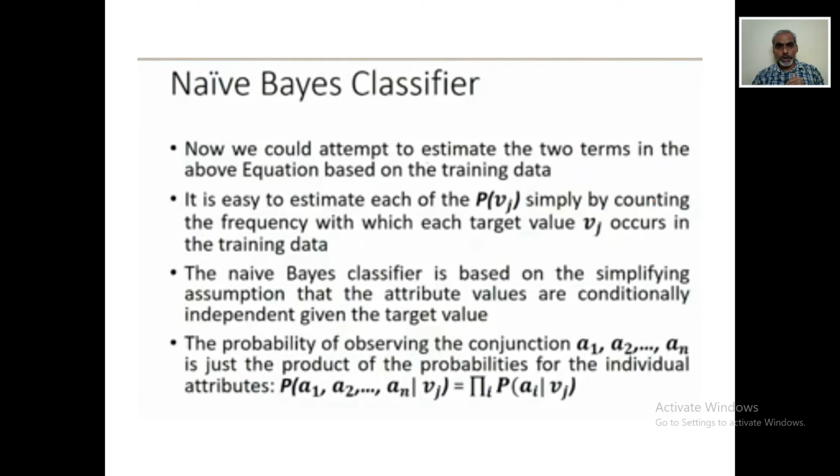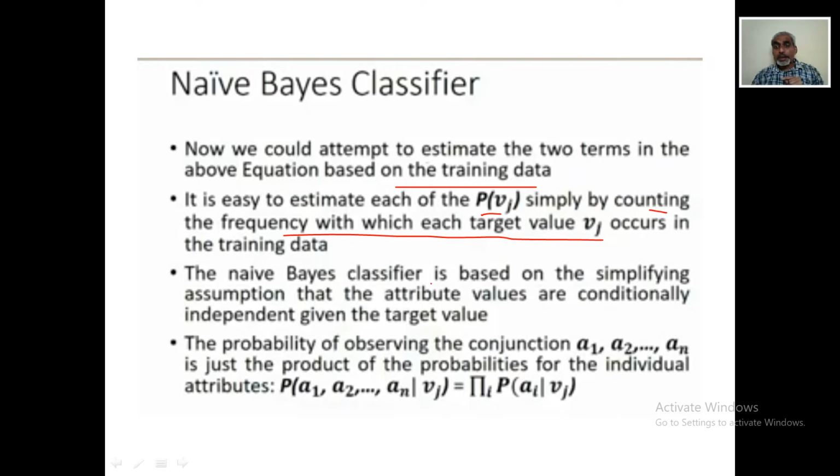Now if you look at the two terms in our above equation based on our training example, probability of Vj is very simple. We can calculate it, as we said, by counting the frequency with which each target value Vj occurs in our training data set. How many times yes is coming, how many times no is coming. Easily you can find the probability. So now we'll come to the first term.